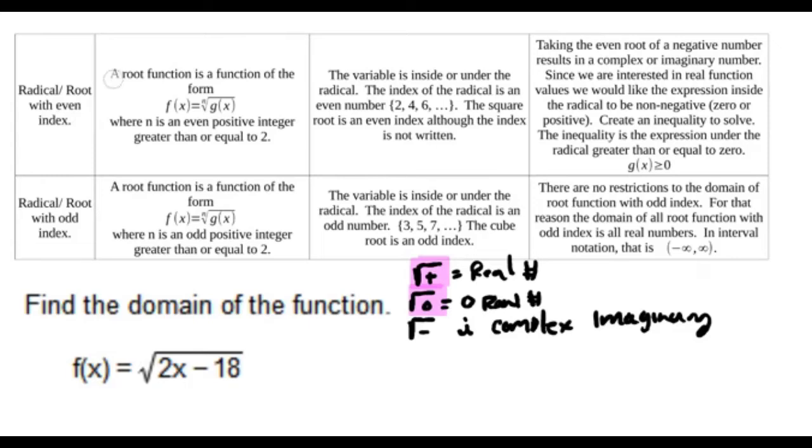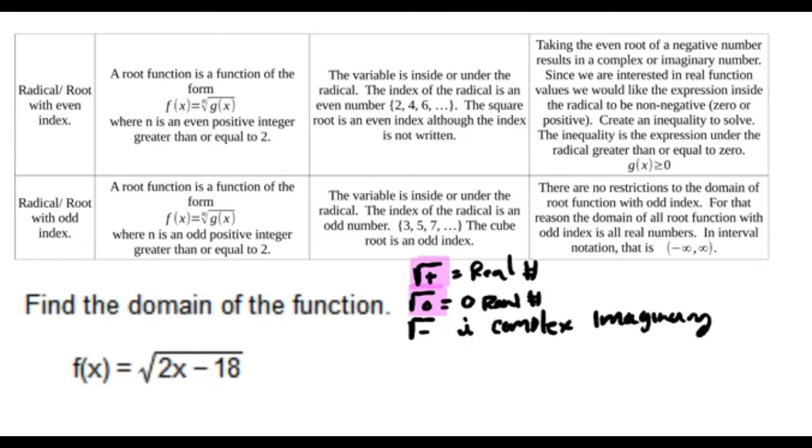So here's a definition of a root function. A root function is of the form f of x equals the nth root of g of x, and this is when n is an even positive integer greater than or equal to 2. So that's when we have an even index, and when that index is odd, then we have an odd index radical.